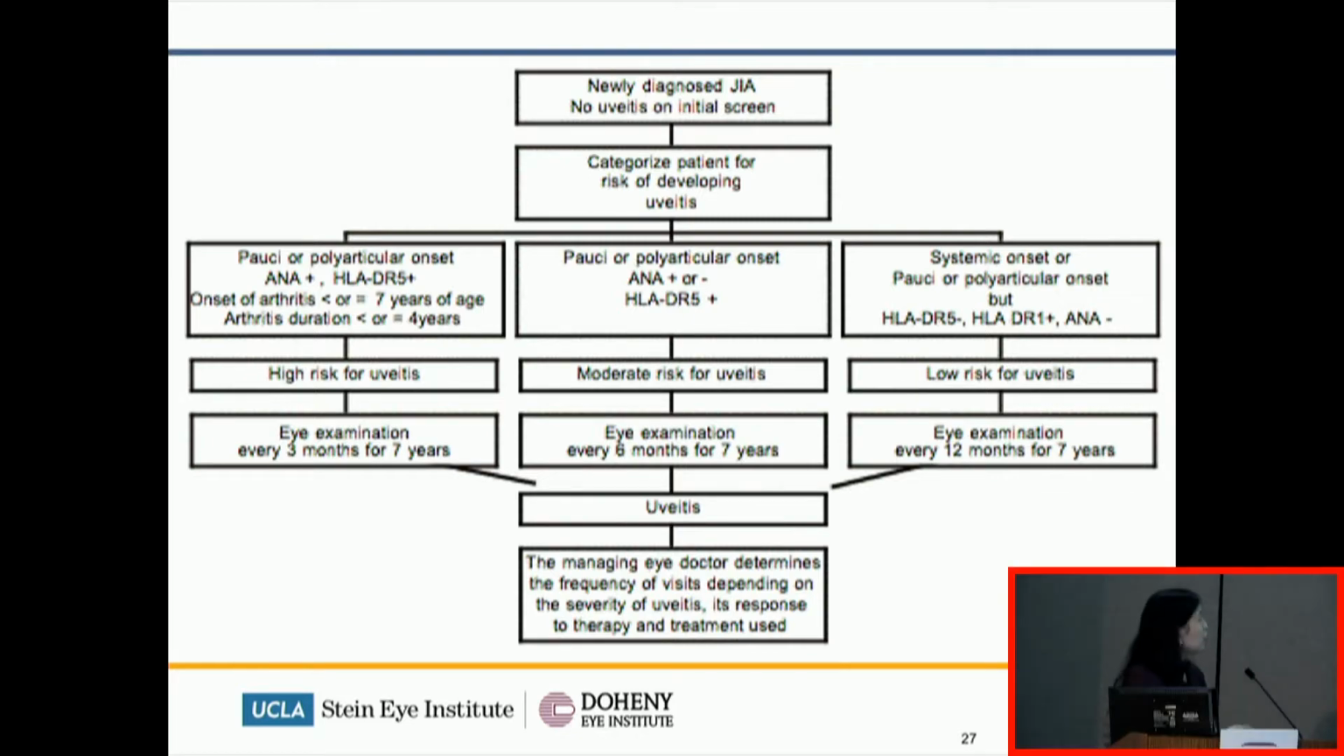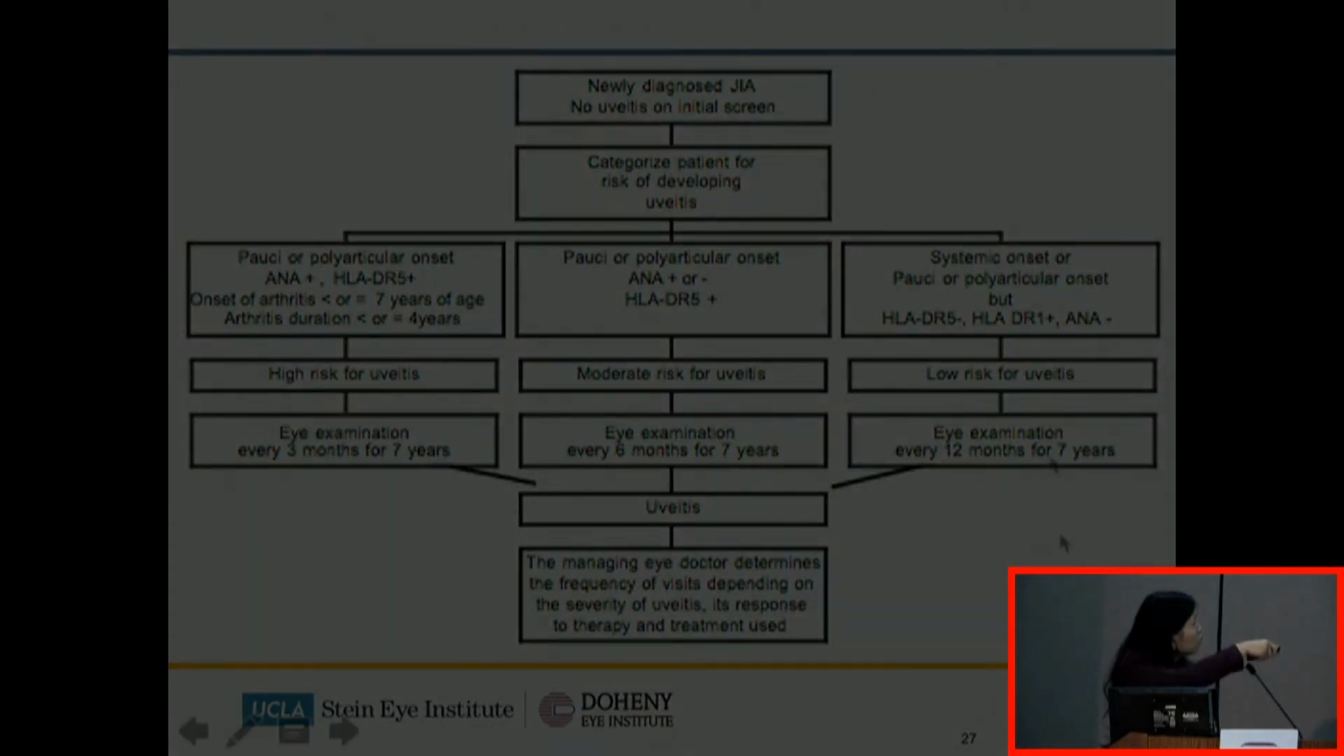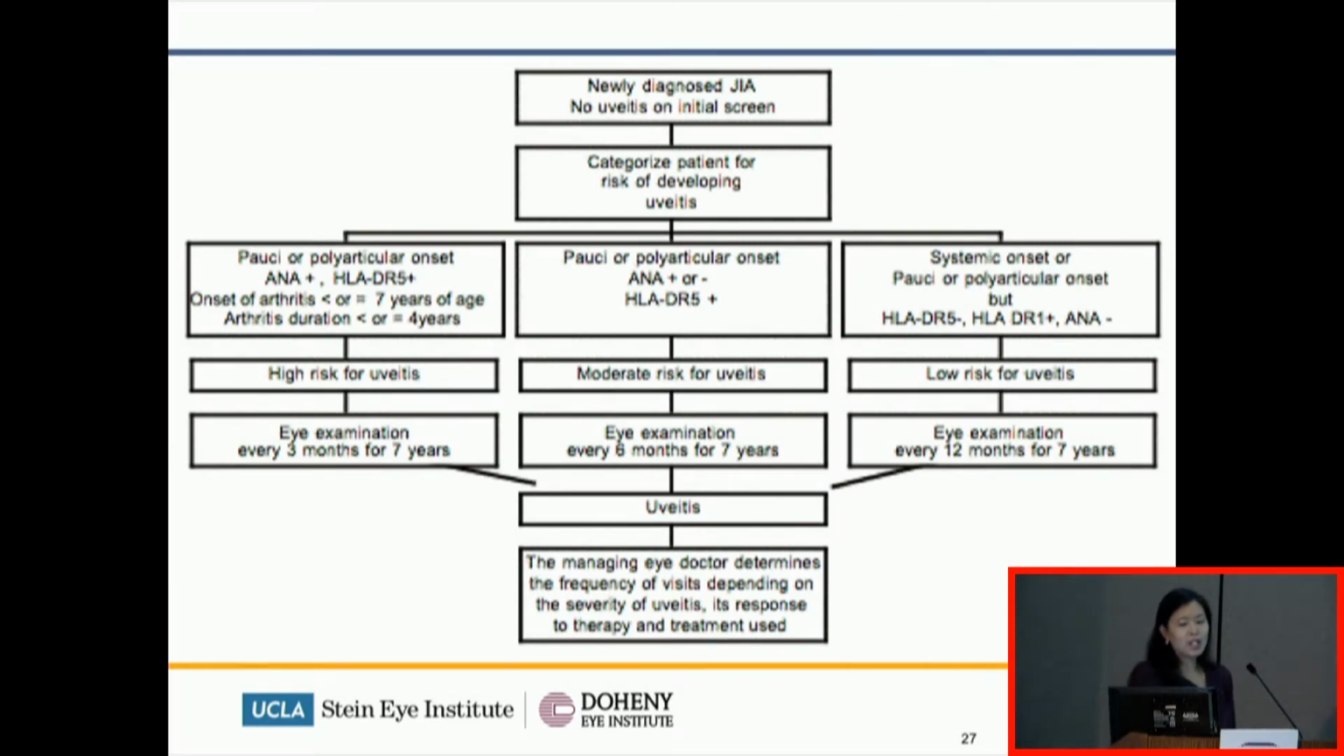So on the left here, you see the ANA positive oligoarticular, so very few joints involved, with the onset of arthritis being less than 7 years old and the duration of arthritis being less than 4 years. Those kids are at highest risk, and so they should be examined every 3 months for 7 years. Now, if you are doing that and they don't have uveitis, that is the screening recommendation. But if they have uveitis, then you need to see them more often.